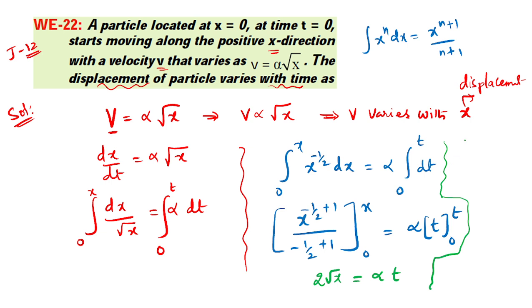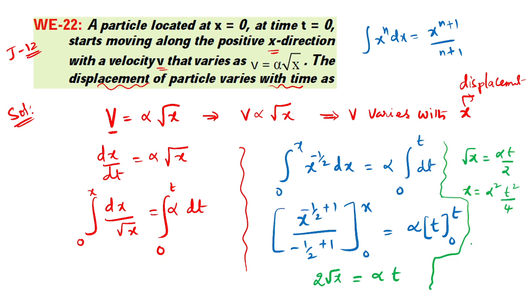From this one, can I write root x is equal to alpha t divided by 2? Yes, sir. And then if I apply square on both sides, what will it become here? x is equal to alpha square t square divided by 4. Yes or no?